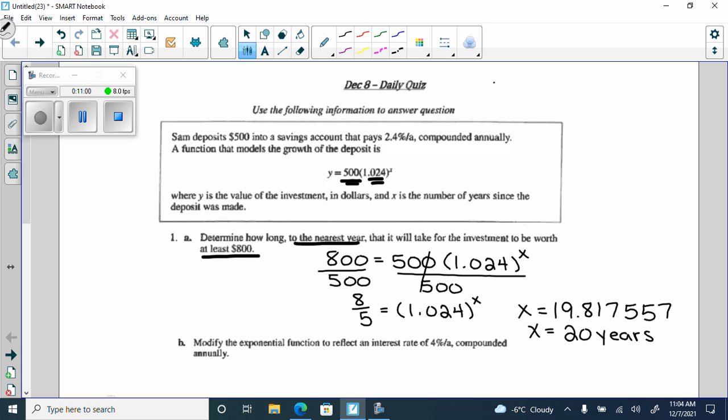Okay, how do we do this algebraically? Off to the side, we're going to do this algebraically. So I have 8/5 equals 1.024 to the x. I can do every single exponential word problem by converting it to a log.